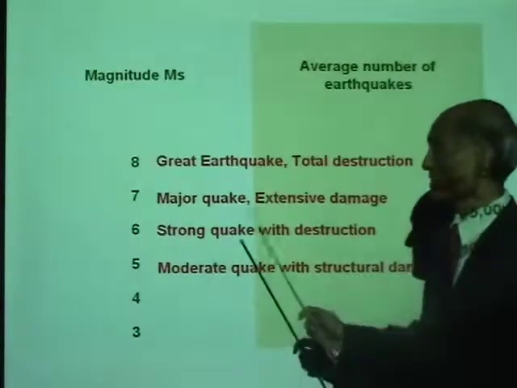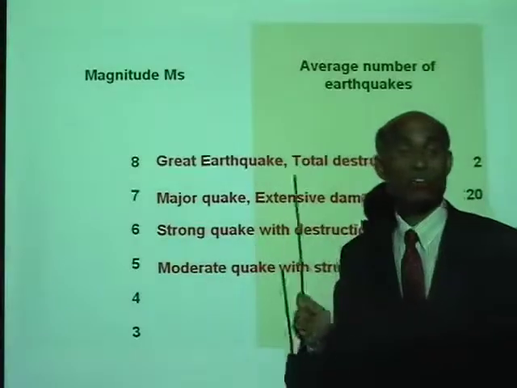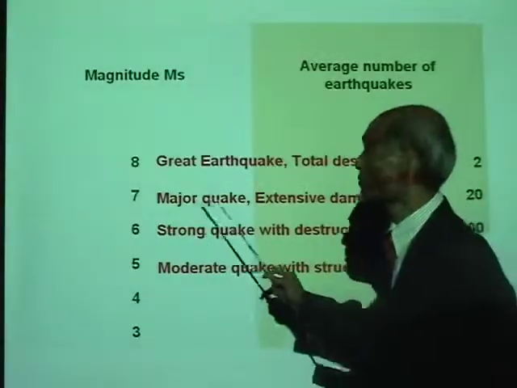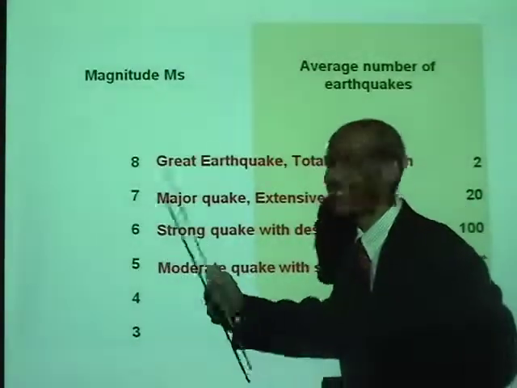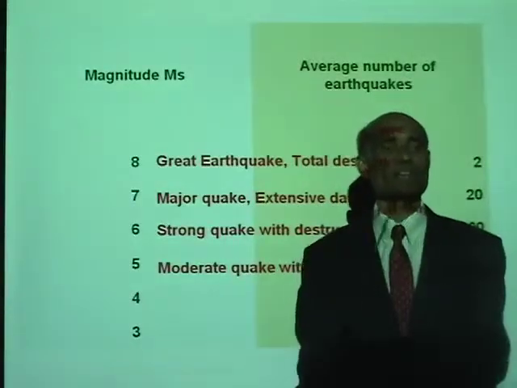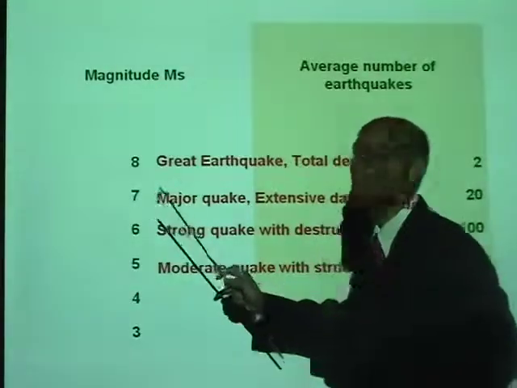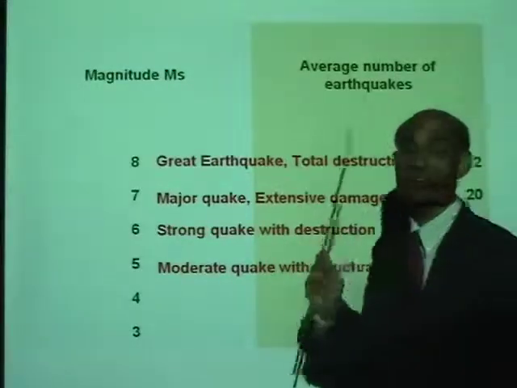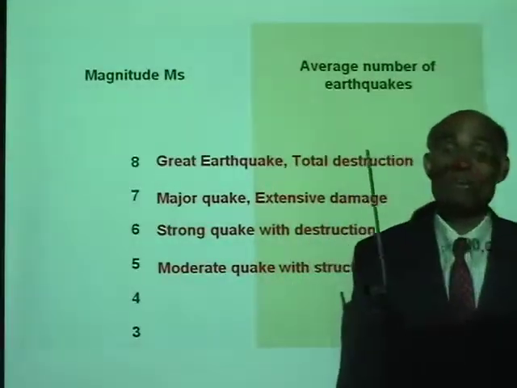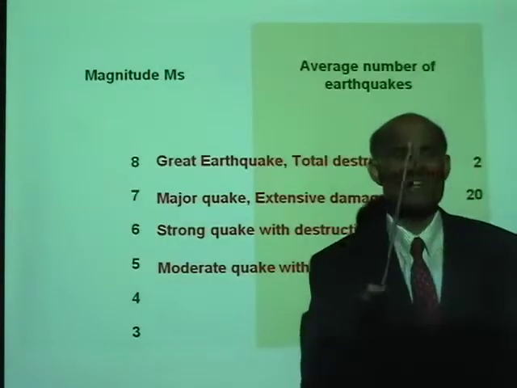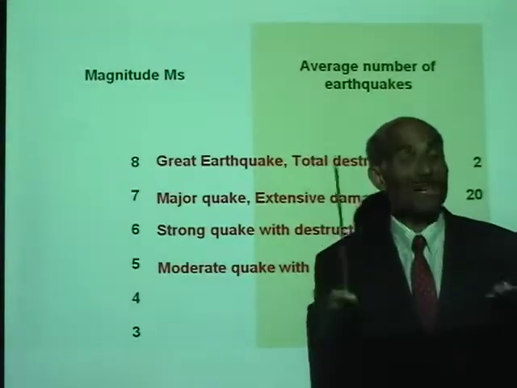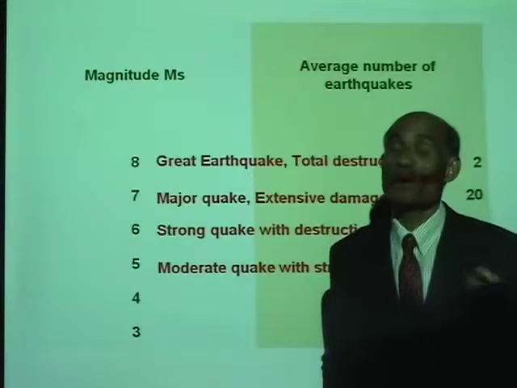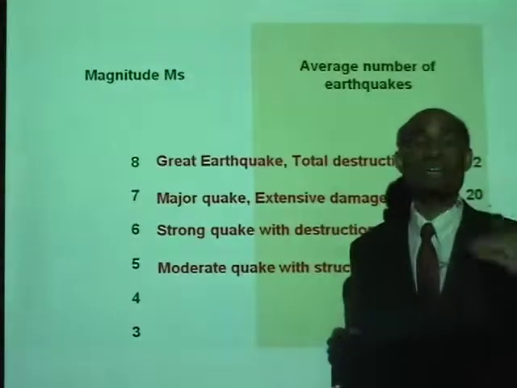Now, if you notice, the earthquake that occurred in Pakistan was, I believe, a 6.8 earthquake. You see, it was very close to being 7. That means it was a major quake, causing extensive damage. The same earthquake that occurs in California, the same strength, will not cause even 10% of that damage.